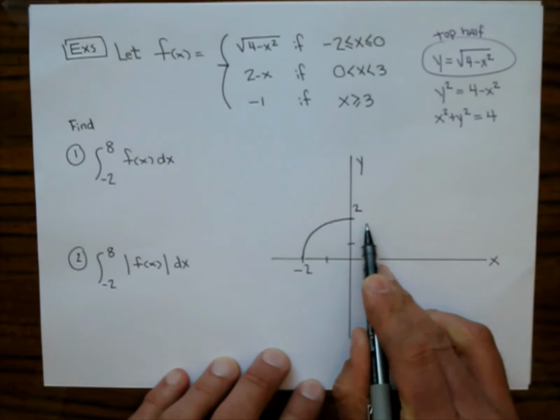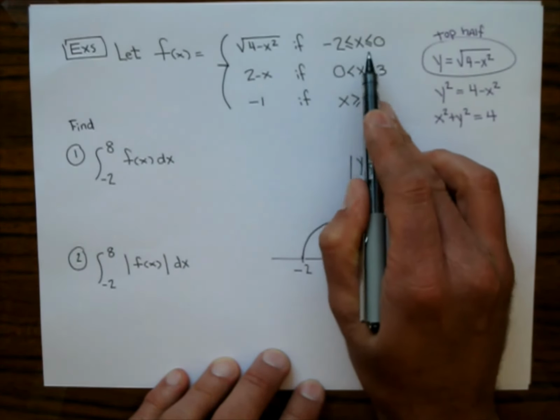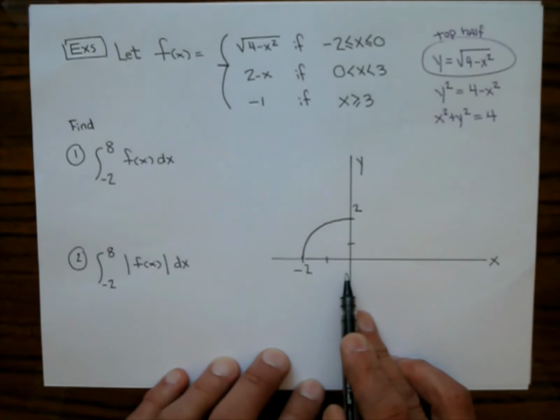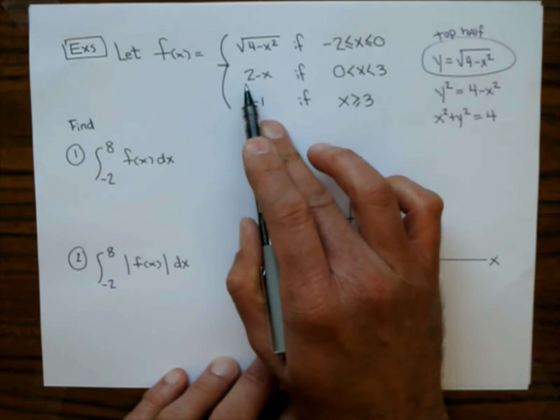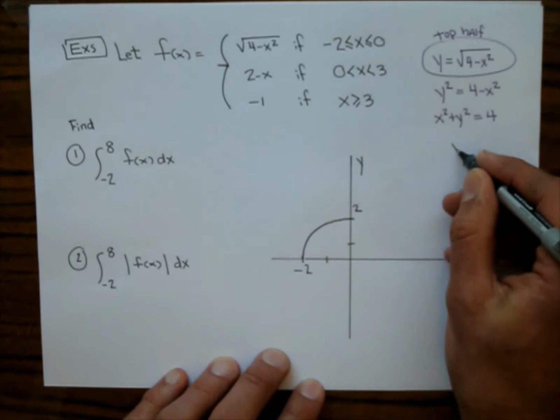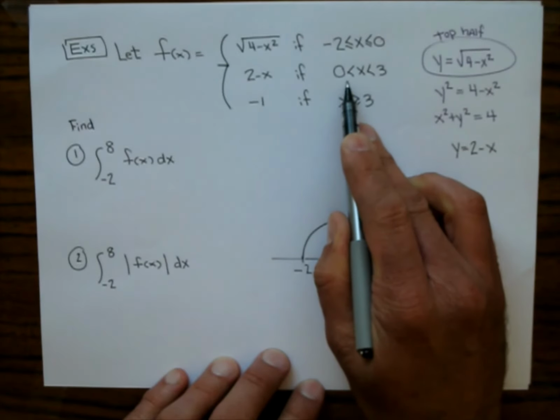Now, why did I stop there and not go all the way down? Because of this right here. This guy lives from -2 to 0, and those are x values. Okay, the other ones are not as dramatic. This one right here is y equals 2 minus x, and that lives between 0 and 3.